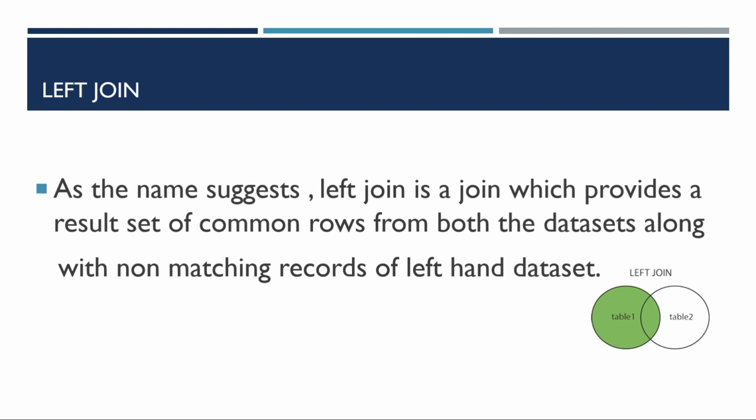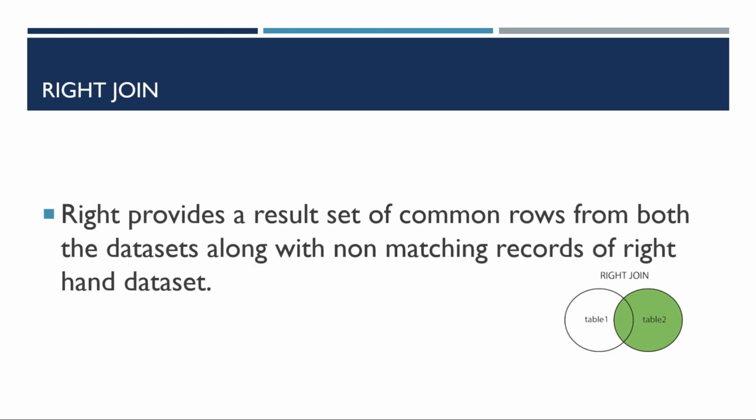Then we have right join or right merge. So what do we have here? Just like it is the opposite of left join, you can see that we are getting all records from the right table and the common data points from both the tables. Here you can see in the green area we have the common data points, and on the right hand side, in the table 2 part, we have the data points from the right table. So essentially we are getting all the data points from the right table and the common data points from both the tables.